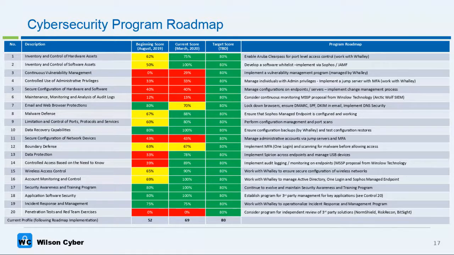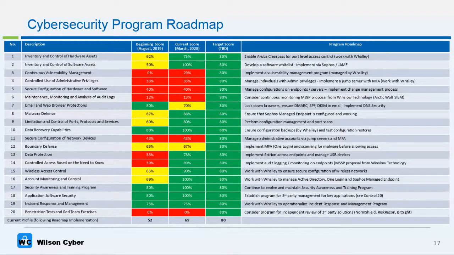Number 3, vulnerability management. Here's where they really have a pretty big gap. They're currently at 29. They need to get to an 80. Implement a vulnerability management program. And again, this will be managed by Wally, their third-party provider. Control number 4, they're at a 33. They need to get to an 80. They need to manage individuals' admin privileges, implement a jump server with multi-factor, and work with Wally.